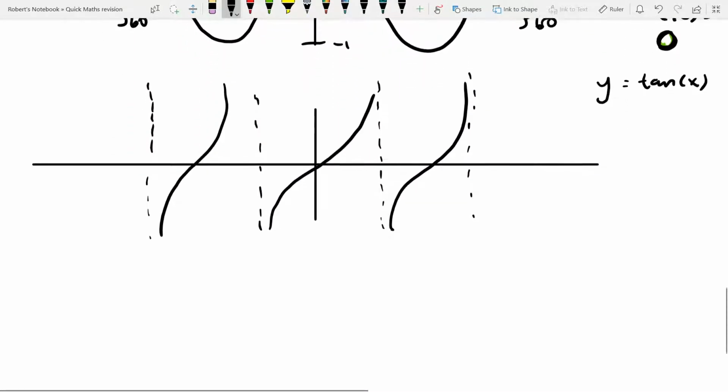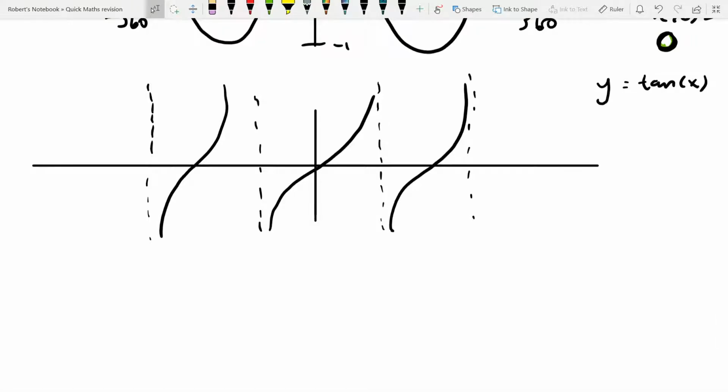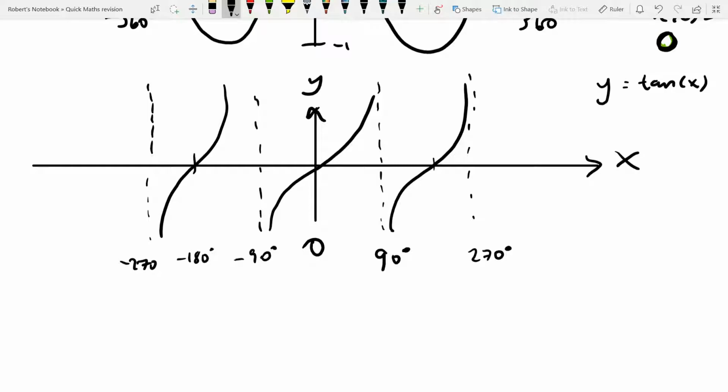So that's nearly all of the values sorted. And now we're going to have a look at tan of x. So as I said, tan's a little bit different. This is our x. It's completely wrong. That's a y, and that's an x. So this is 0 here. This is 90. This is 180 there, and that's 270. This is minus 90, that's minus 180, and that's minus 270 there.